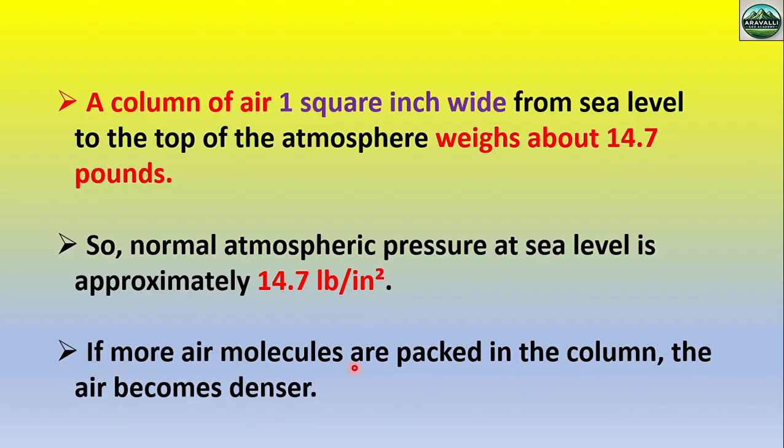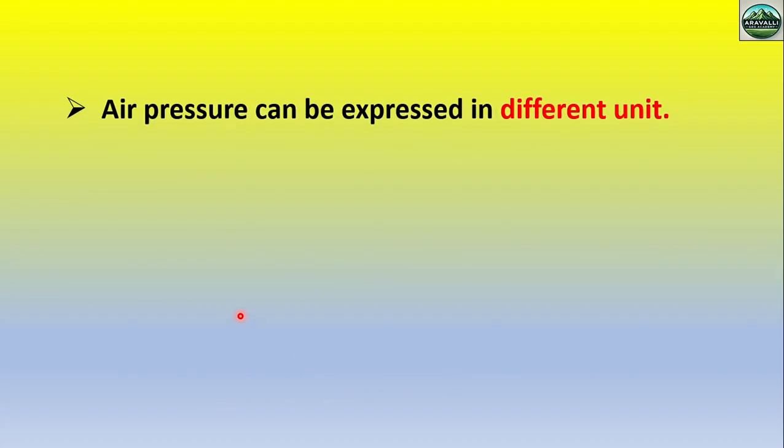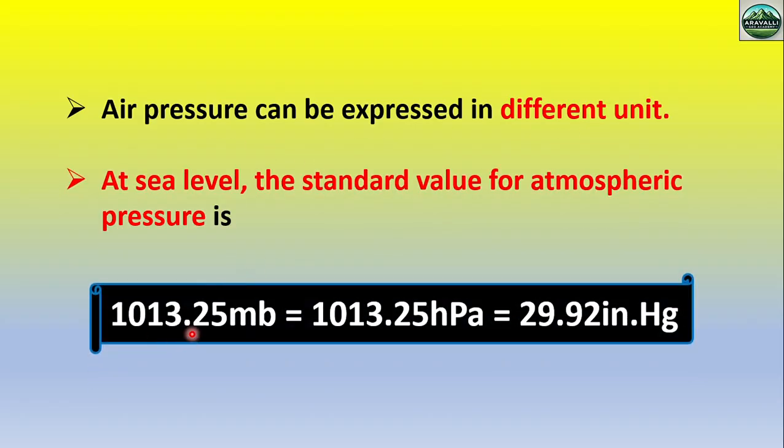If more air molecules are packed into the column, then it becomes denser. Air pressure can be expressed in different units. Mostly we use the millibar unit, but we can also use hectopascal and inch of mercury barometer.